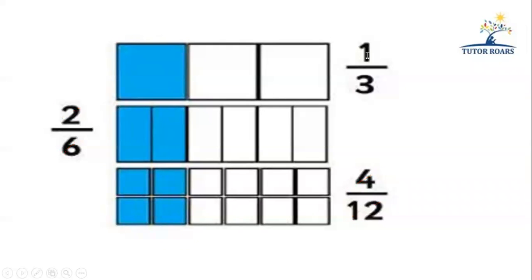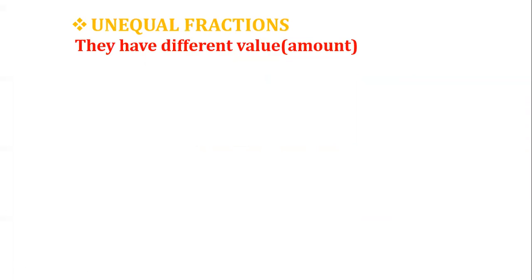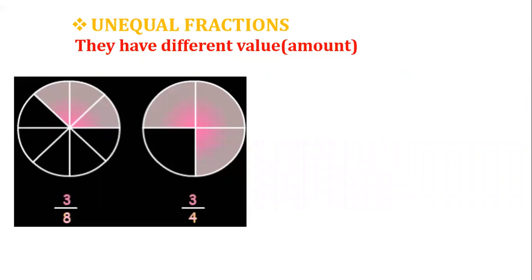Now, kids, for ending, let us quickly learn about unequal fractions. It's very simple. Unequal fractions have different values or different amounts. For example, in the first figure, we have 3 colored out of 8, so we write the fraction as 3 by 8. In the next one, we got 3 colored out of 4. So even though the numerators are the same, the denominators are different and the fractions are different.